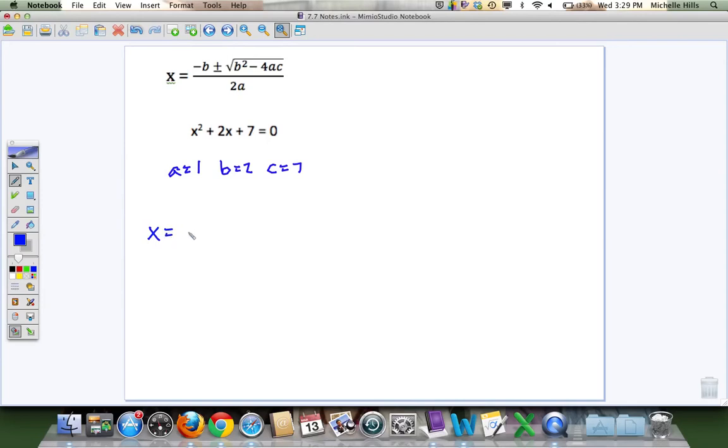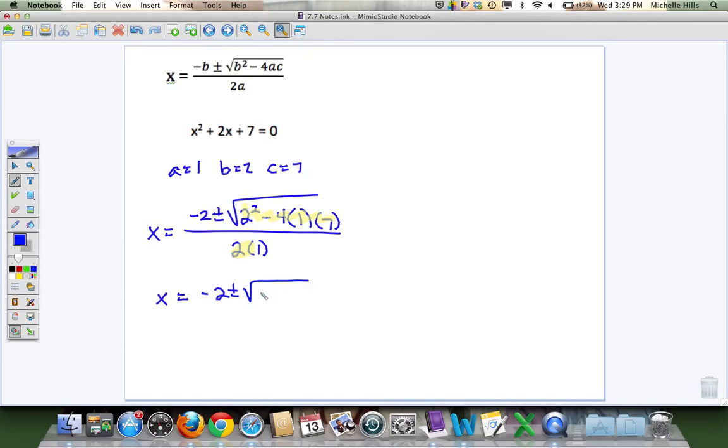So x equals big long fraction bar, the opposite of b, so the opposite of positive 2 is negative 2, plus or minus the square root of b squared, so 2 squared, again, don't calculate that, minus 4 times a, which is 1, times c, which is 7, all over 2 times a, which is 1. Again, at this point, we're going to simplify just these 2 pieces, and only those 2 pieces. So x equals negative 2 plus or minus, this becomes the square root of negative 24, and then all over 2.